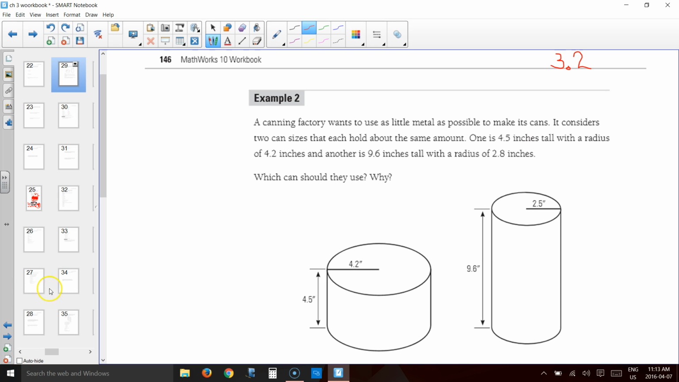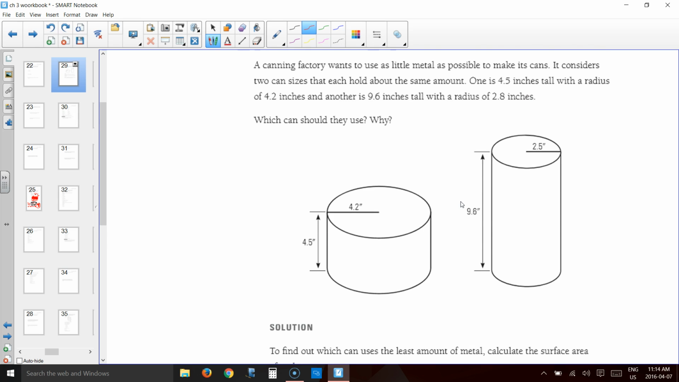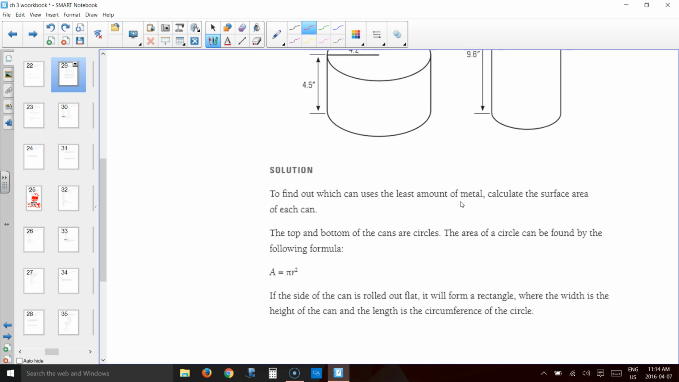So let's look at a strategy first. The strategy here is going to be that you're going to have to calculate the surface area of both cans and then just see which one's bigger and which one's smaller. So it's really just 2 questions in one. This is a question of using a formula, plugging in the numbers, crunching the numbers down, and getting an answer. That's all this is.